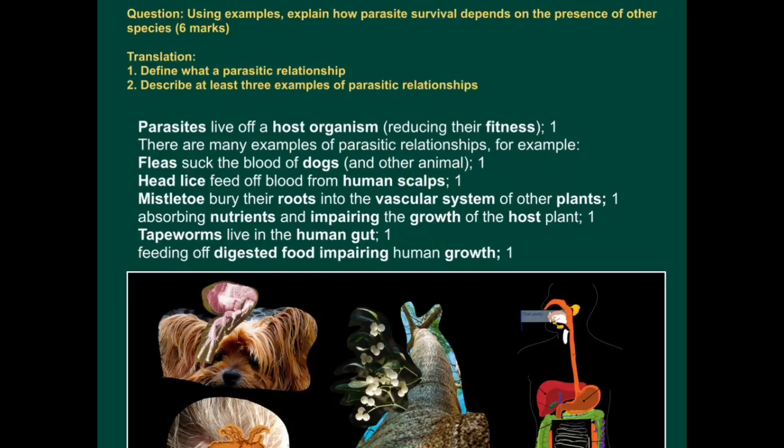You could also get the flip side of this question, so it might ask you to explain some examples of mutualistic relationships. So please watch the video and learn those as well, the video on interdependence. It would be exactly the same idea, but you'd be describing what a mutualistic relationship is, one where both organisms benefit, and then you'd just be listing examples like I've done here for parasites.